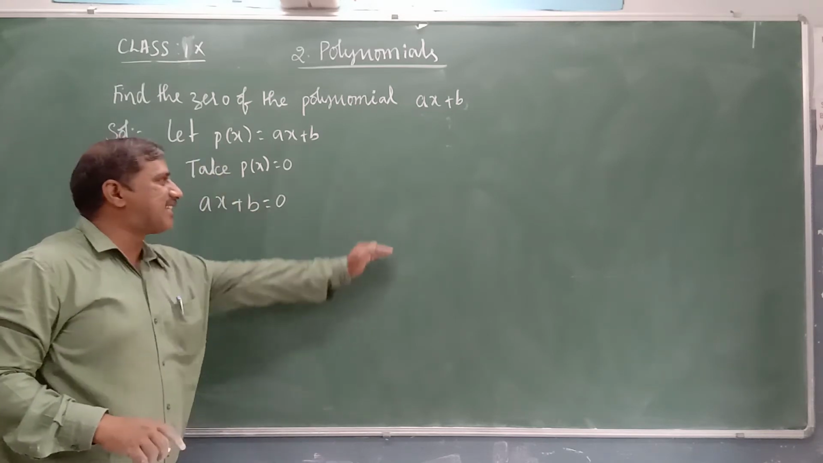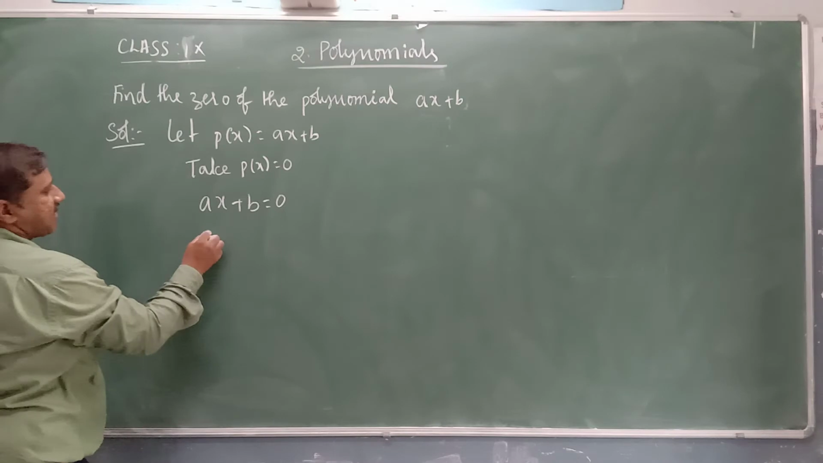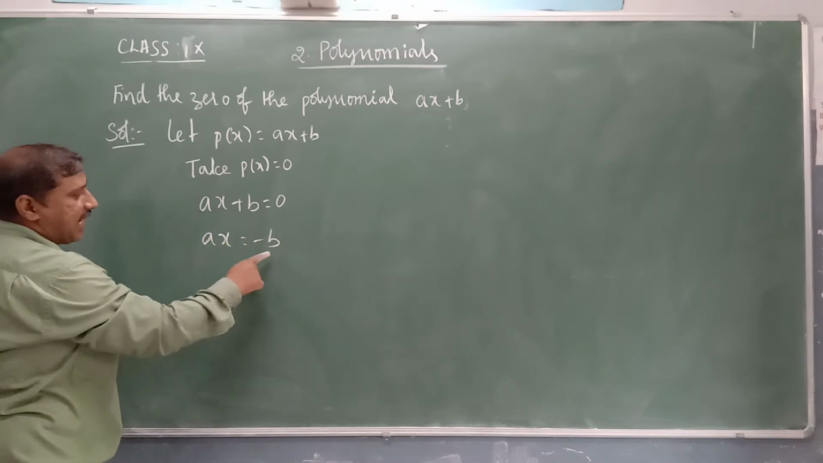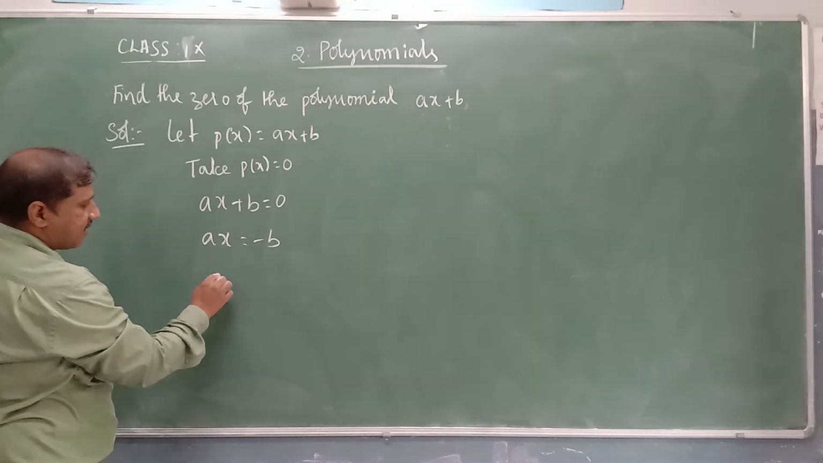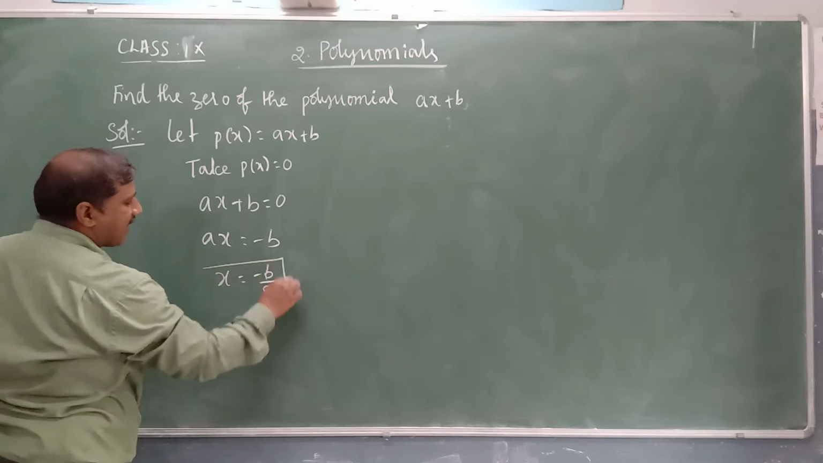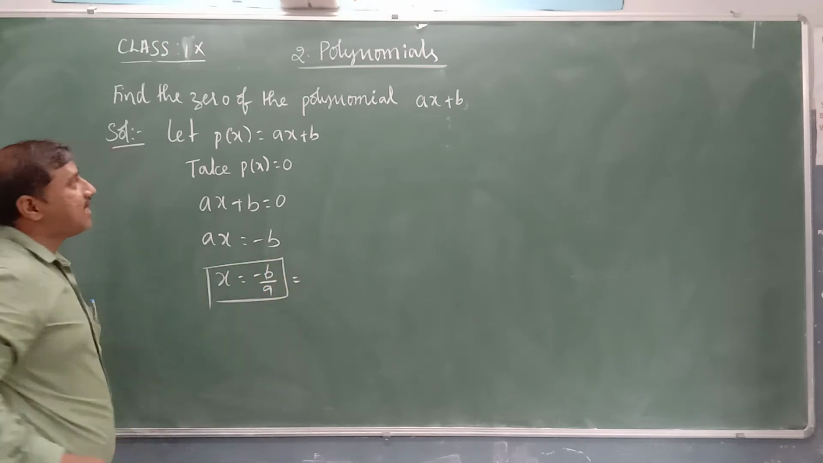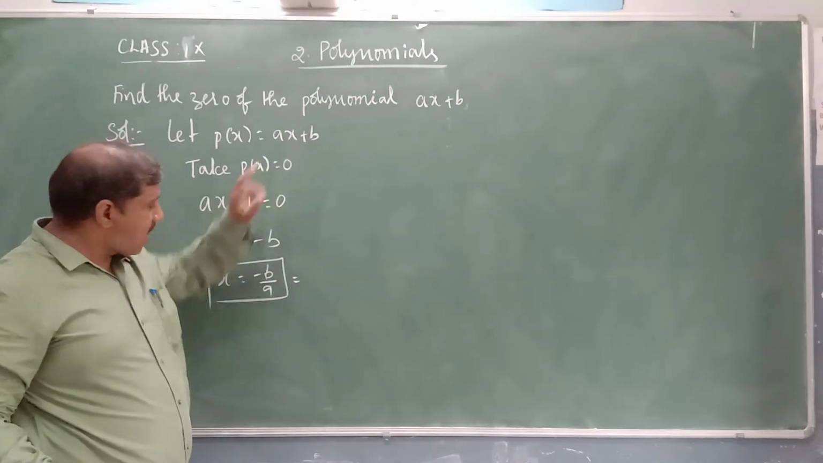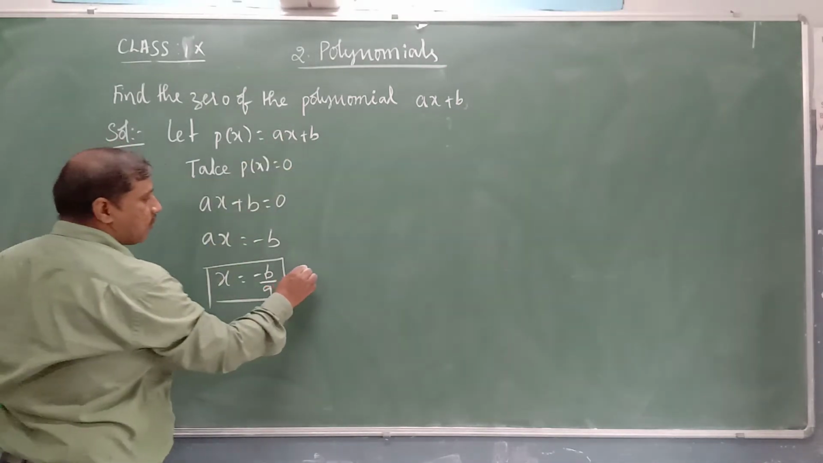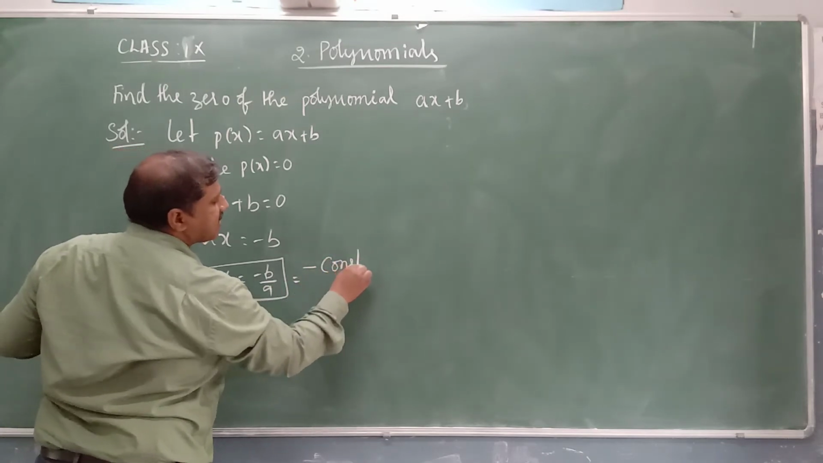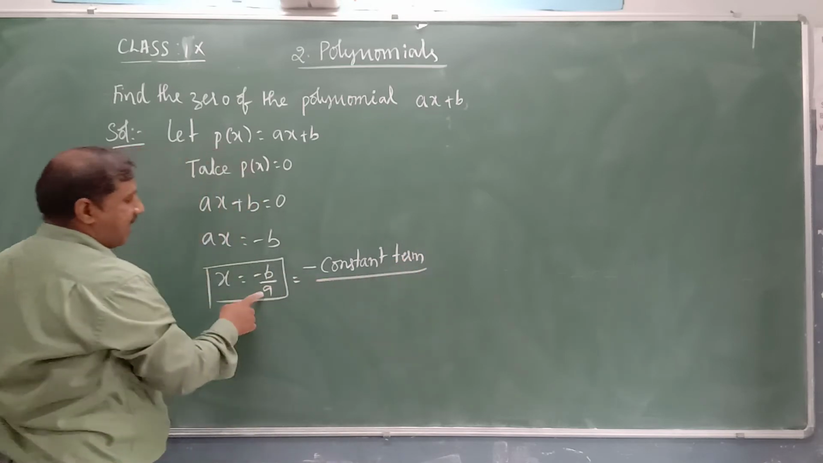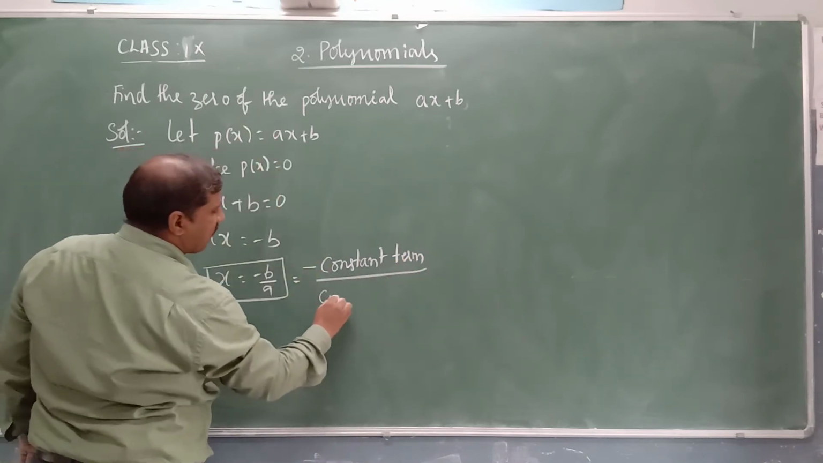Now transpose plus b to RHS. So what we get? ax is equal to minus b. And transpose a to RHS, it divides. That is x is equal to minus b by a. What is b here? b is the constant term and a is the coefficient of x. Now x is equal to minus of constant term divided by coefficient of x.